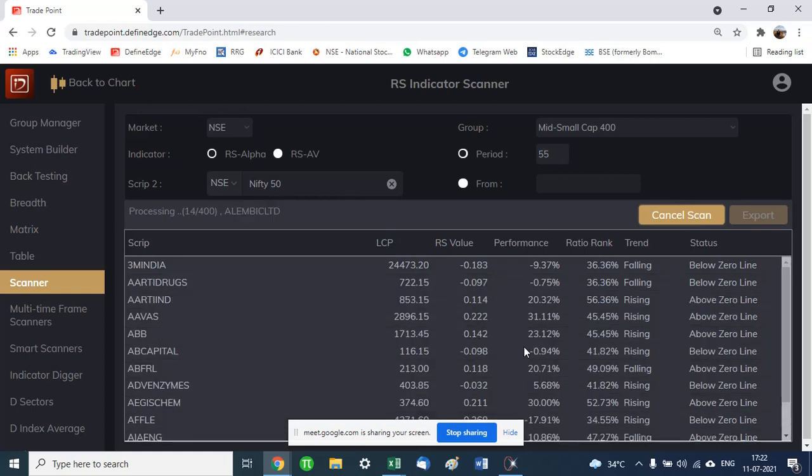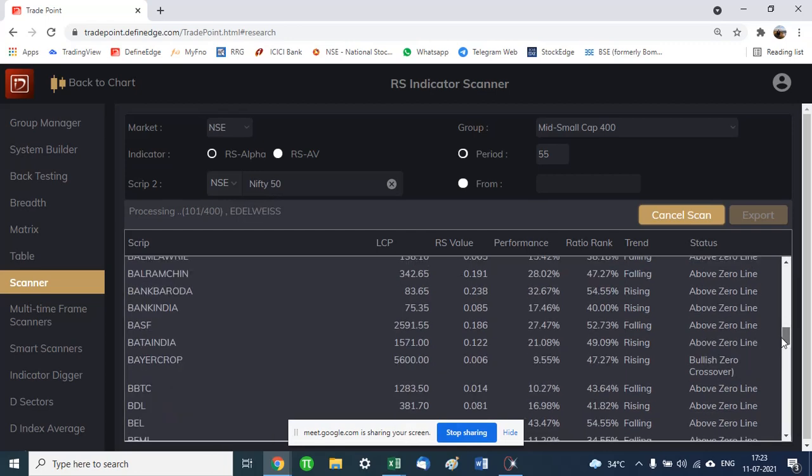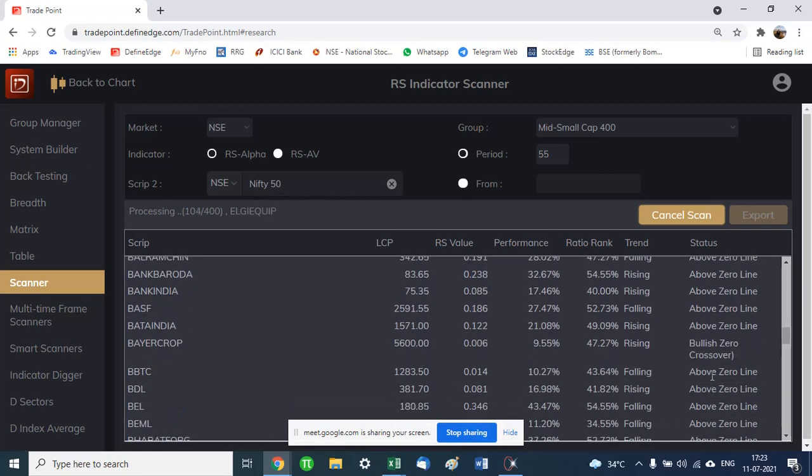So it will tell us, in the Midcap and Smallcap 400 stocks, which are the stocks that are below the zero line and above the zero line. It will also tell us which stocks are crossing. They were above the zero line but are now crossing below it, or they were below the zero line and now they are crossing above it. So we see here above zero line, below zero line, and here we have bullish zero crossover. You see this?